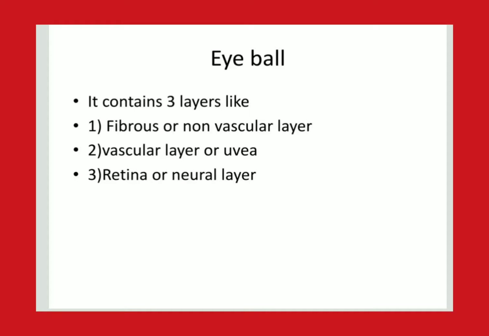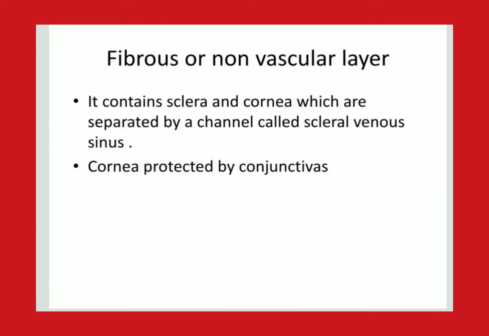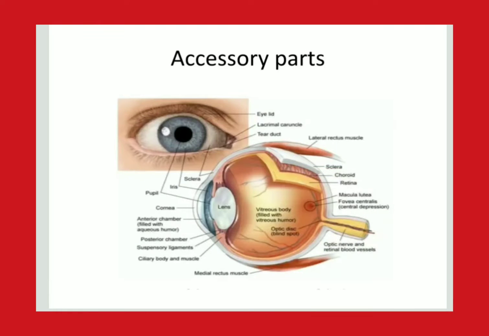And next, the eyeball. It contains three layers: the fibrous or non-vascular layer, the vascular layer or uvea, and the retina or neural layer. The fibrous or non-vascular layer will form the outer wall, the middle one is the vascular one, and the inner one is the retina. So let us see one by one. The fibrous outer one, which is non-vascular, contains two parts. At the backside the sclera is present and at the front side the cornea, which are separated by a channel called the scleral venous sinus.